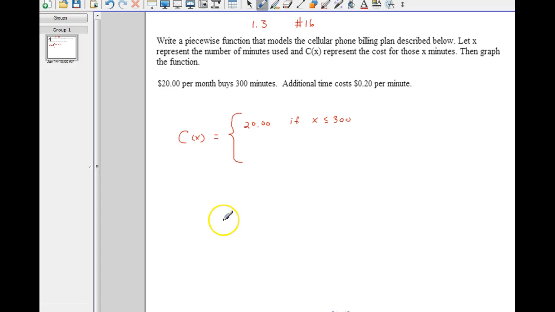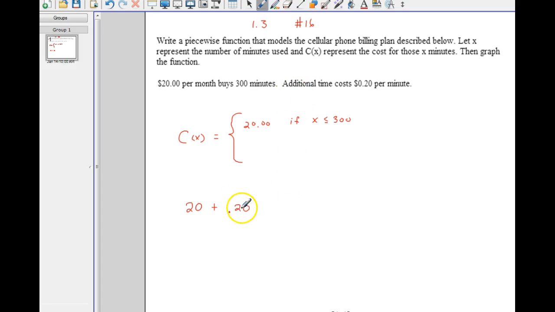So I'm going to skip a line and show you where this bottom thing's coming from. So I'm going to pay the $20 no matter what. Okay. But then beyond that, if I go over, I have to pay 20 cents. And then only when I go over 300 minutes. So for a minute over, I've actually talked 301 minutes. And if I'm going 2 minutes over, I've talked 302 minutes.